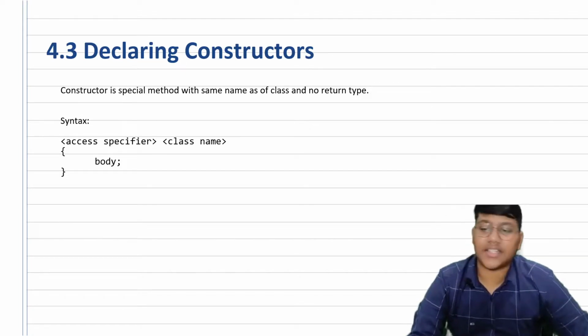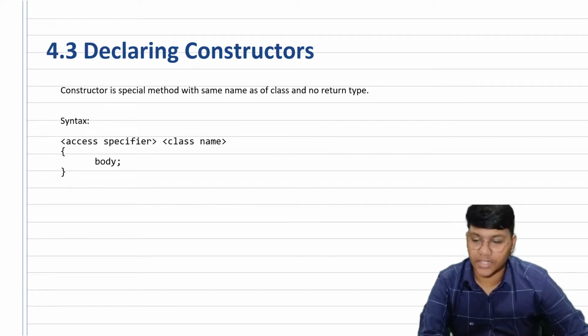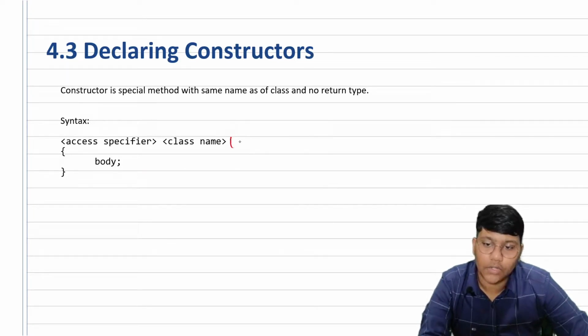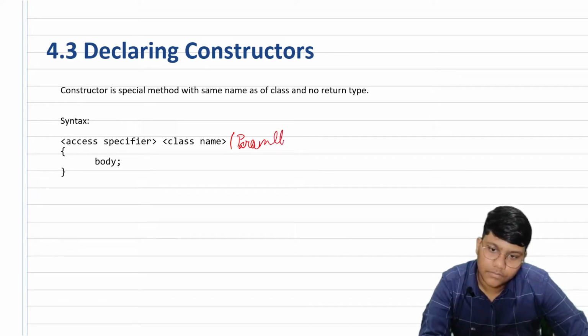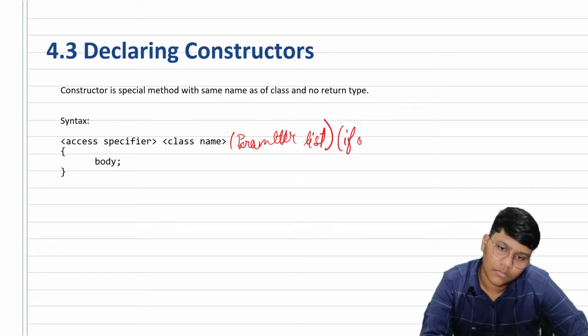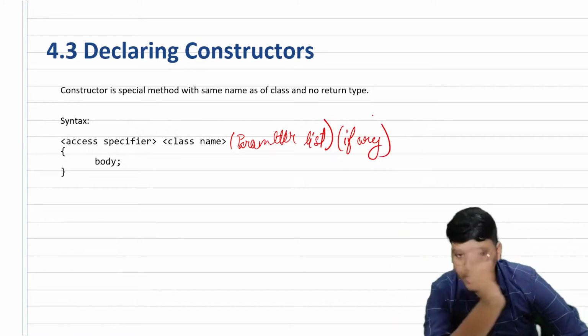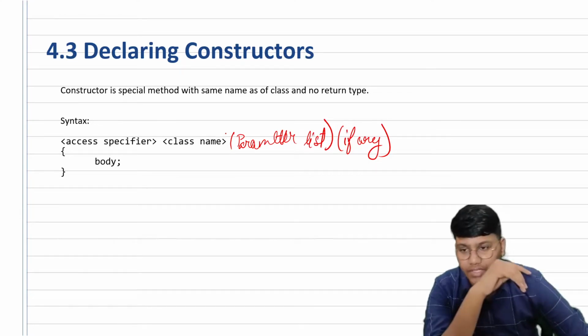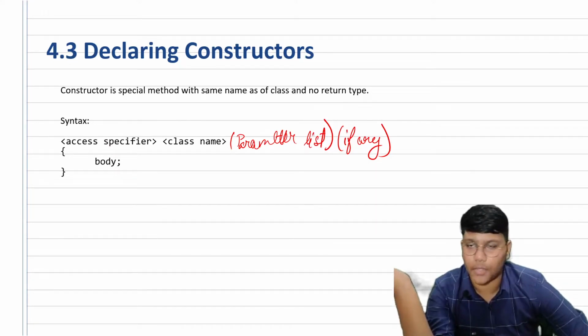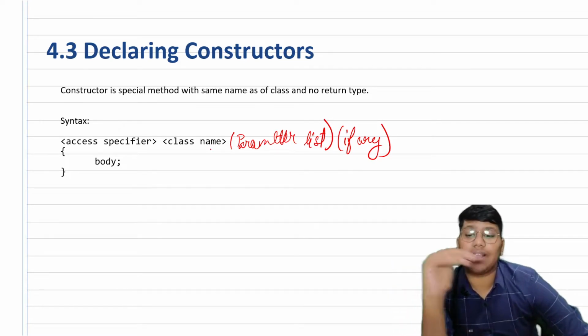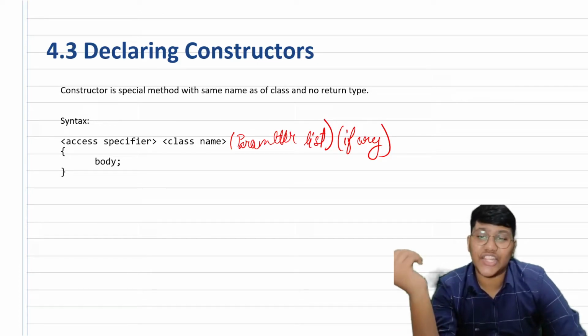Declaring constructors. A constructor is a special method with the same name as the class and no return type. Syntax: access specifier, class name, body. Here there also comes a parameter list if there are any. Why I have written "if any", we learn ahead when we discuss the types of constructors. The access specifier is public, private, protected, or default. Class name, as I told, a constructor has the same name as the class, and then comes the initialization.